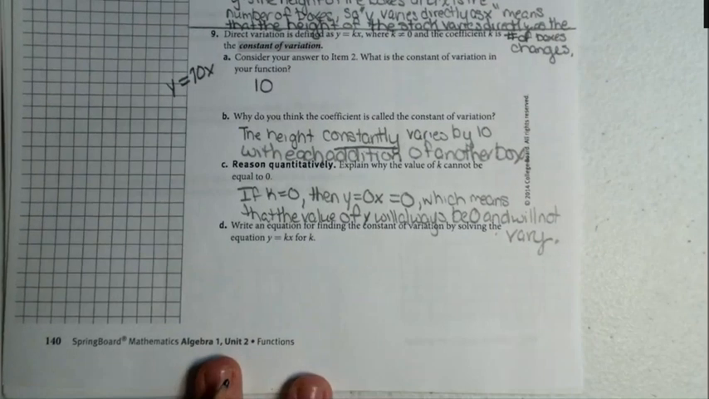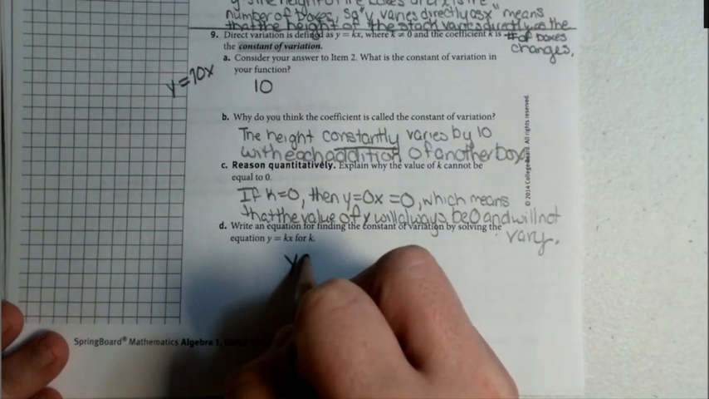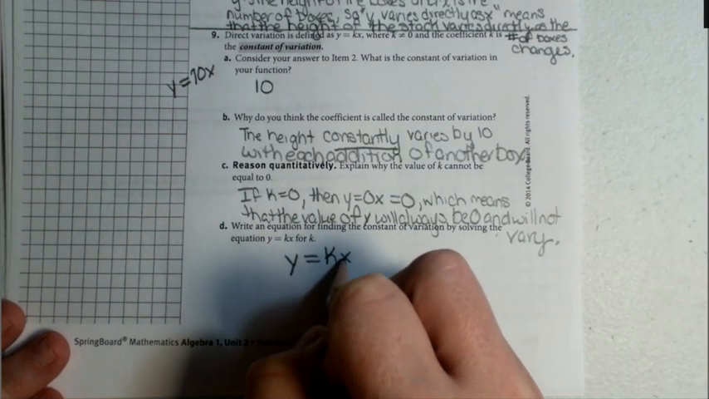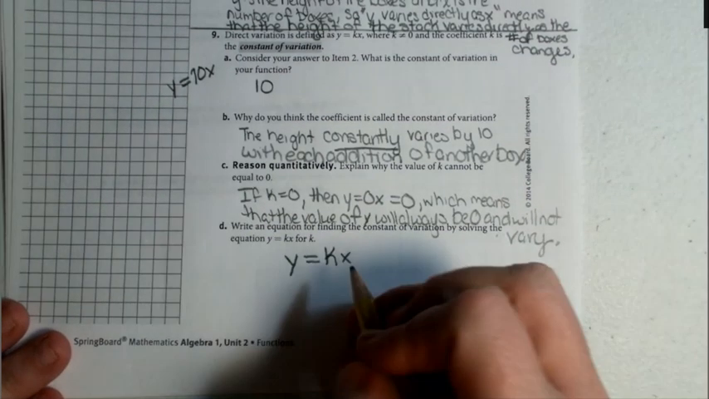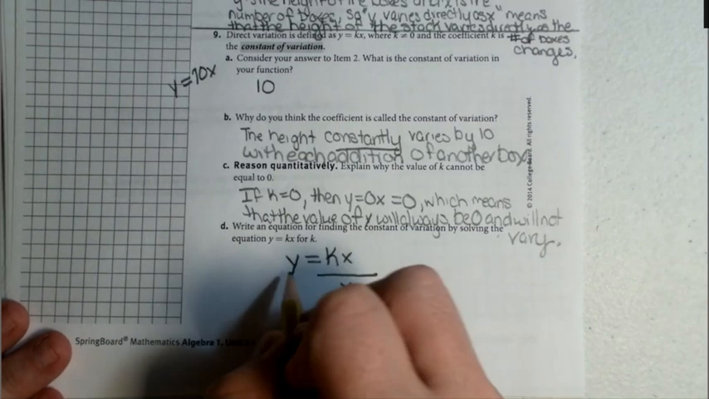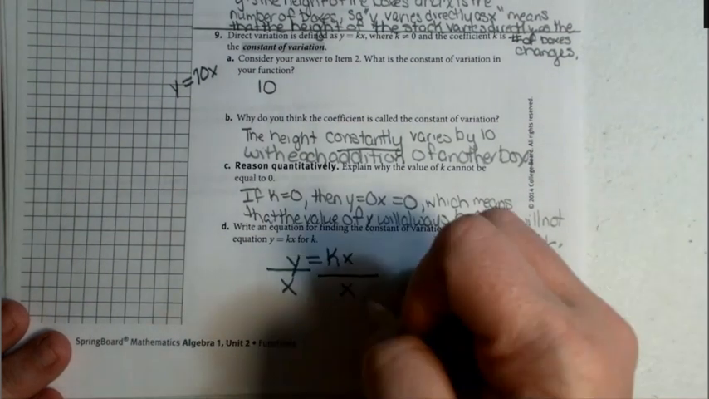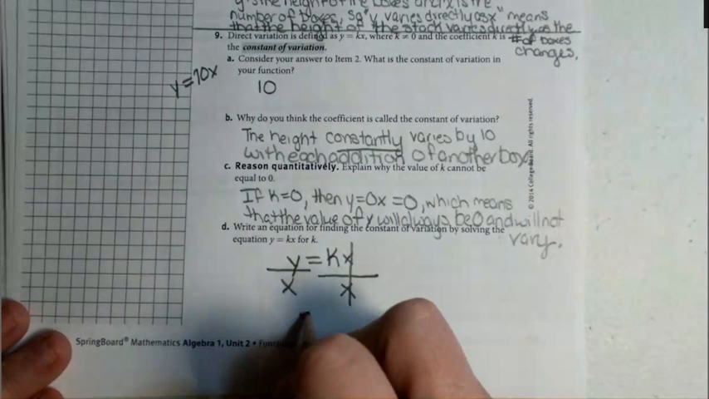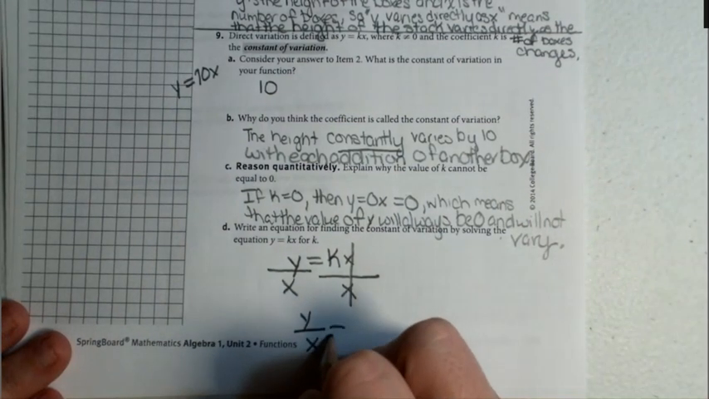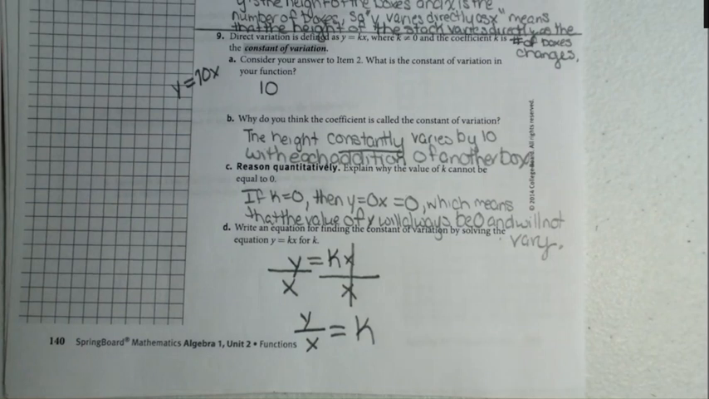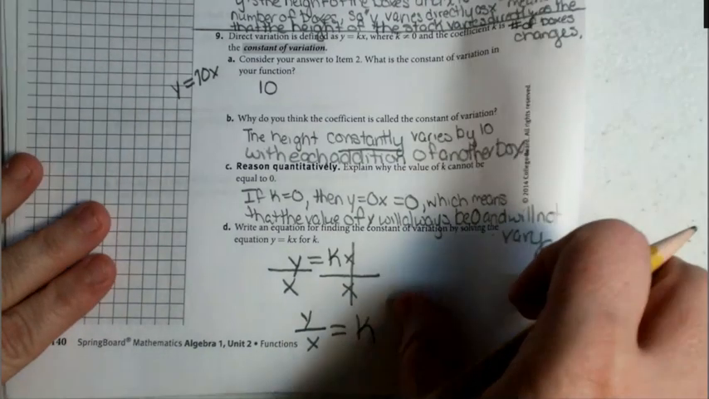All right, let's take a look at D. Write an equation for finding the constant of variation by solving the equation y equals kx for k. So if I have y equals kx and my ultimate goal is to get k by itself, we would need to divide both sides of the equation by x. So y over x equals k. Let's move to question number 10.